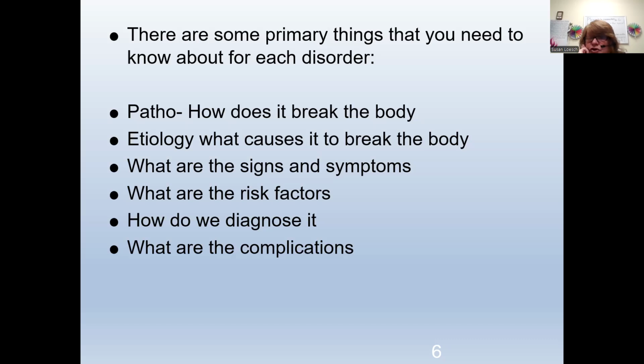So for this one, it's really going to be genetics. Okay. And then we would diagnose this basically through like a HbA1c and a couple other tests. Okay. And then what are the complications? So we don't do too much on diagnosis in this class. There might be a couple things we talk about, but mostly you need to know the patho. How does it break the body? The etiology, what causes it to break the body? The signs and symptoms, risk factors, and complications.